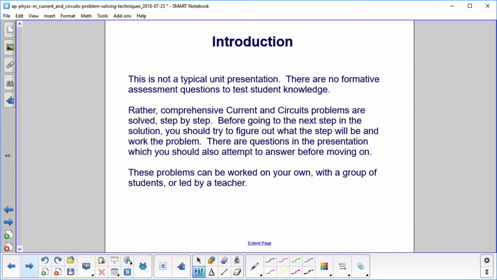Introduction. This is not a typical unit presentation. There are no formative assessment questions to test student knowledge. However, comprehensive current and circuits problems are solved step by step. Before you go to the next step in a solution, try to figure out what the step will be and work the problem. There are questions in the presentation which you should also attempt to answer before moving on. You can work these problems on your own, with a group of students, or led by a teacher.